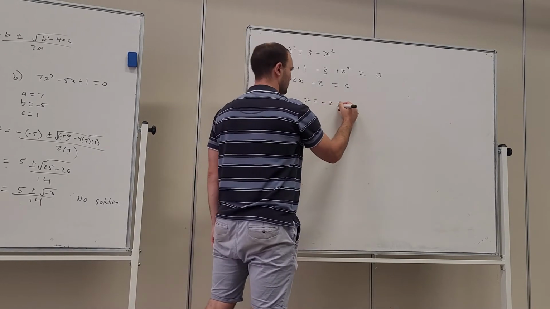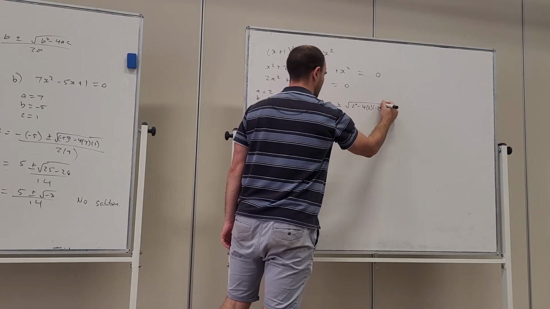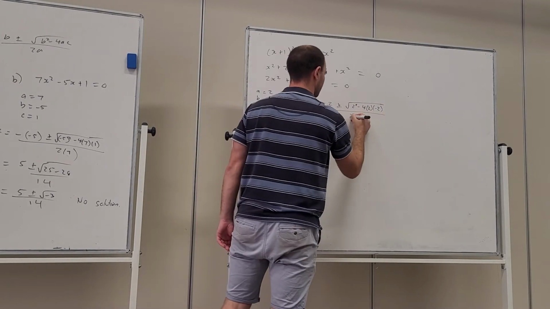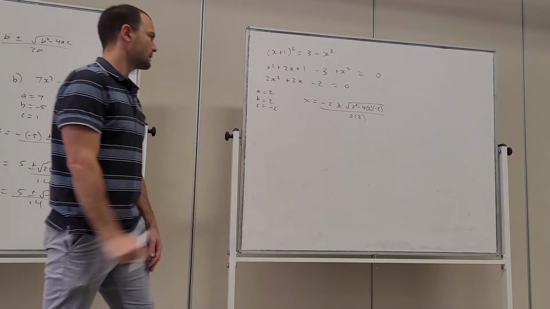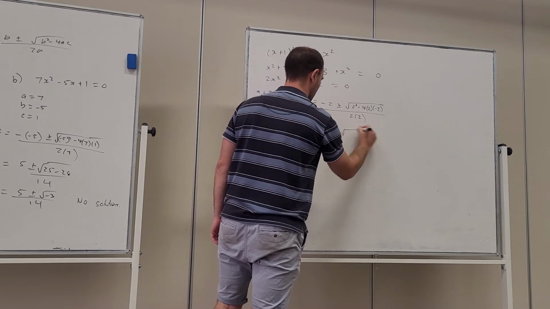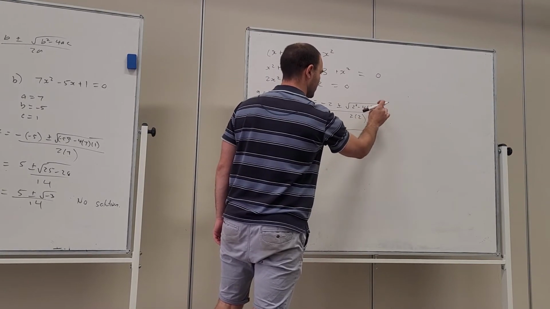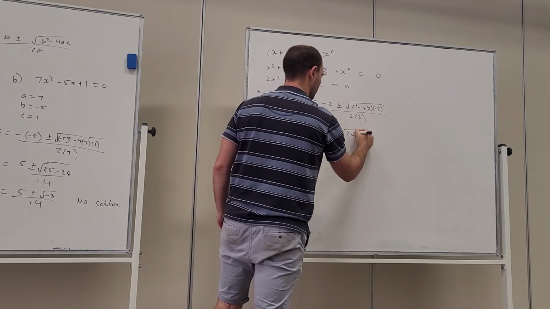Minus 2, lots of 2's involved in this. We're going to have 4 plus, 4 times 2 is 8, times 2 is 16. So we'll have 20.